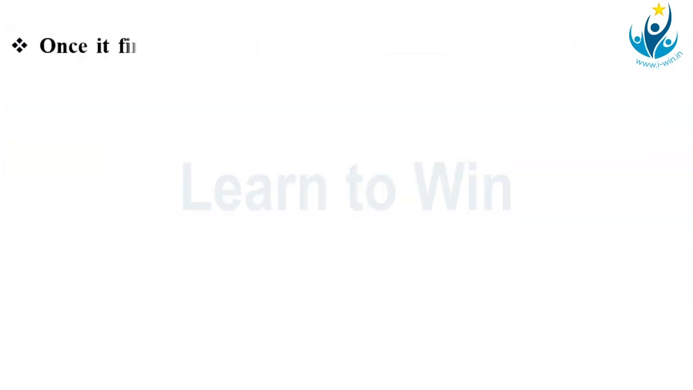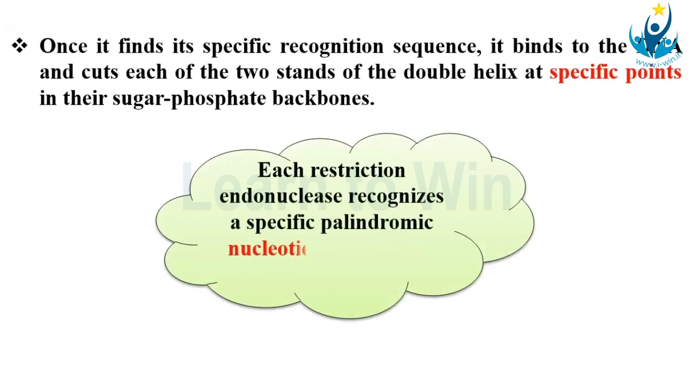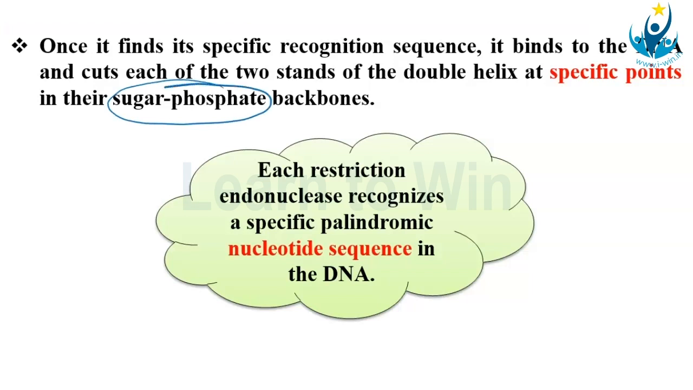Okay. So once it finds that specific recognition site, what does it do? It binds to the strands of the DNA and breaks the sugar phosphate backbones. How is it breaking the sugar phosphate backbones? Again, as we have discussed, by breaking the phosphodiester bonds. You break the phosphodiester bonds, you break the sugar phosphate backbone.